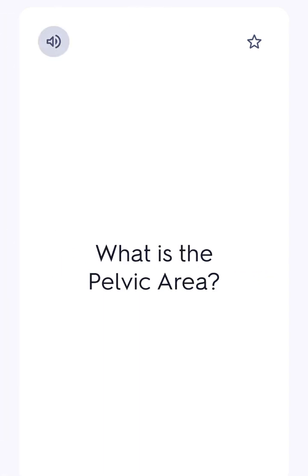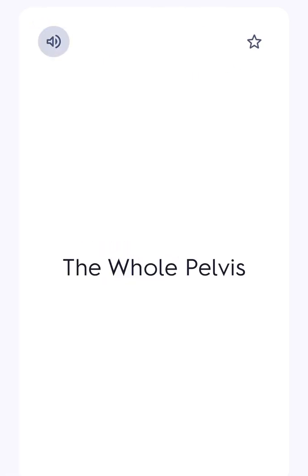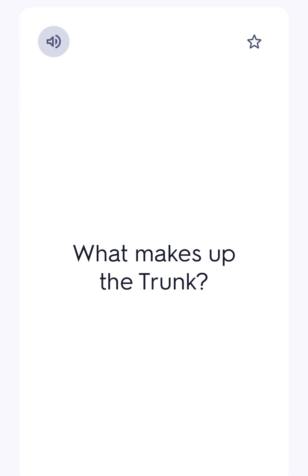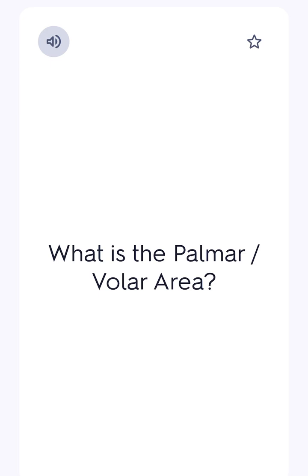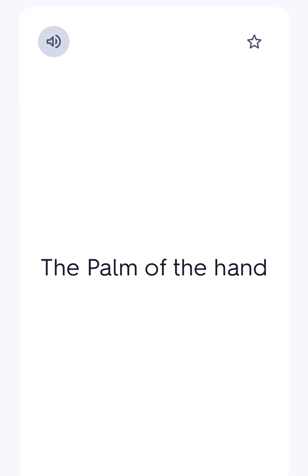What is the pelvic area? The whole pelvis. What makes up the trunk? Thoracic, abdominal, pelvic regions. What is the palmar/volar area? The palm of the hand.